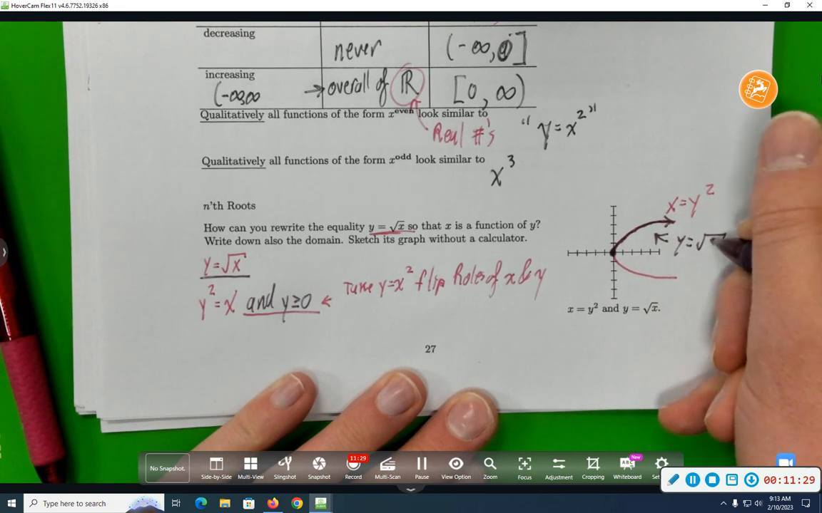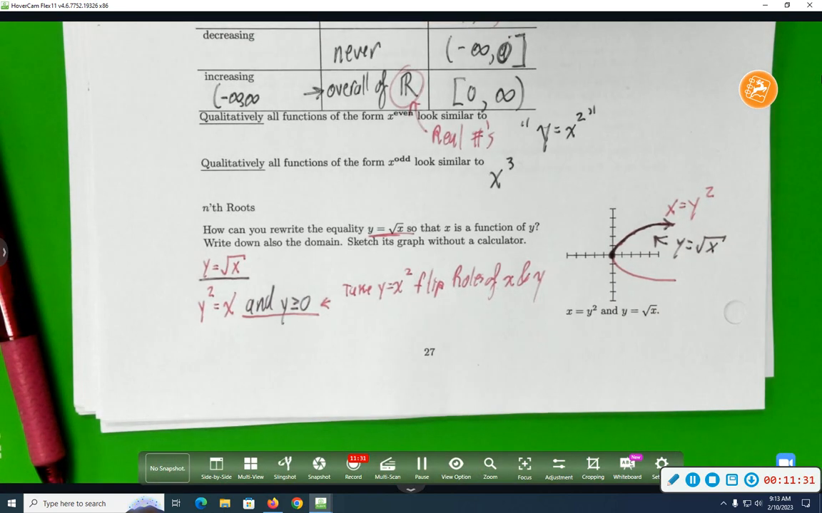There's the graph of y equals the square root of x. And there's even how you come up with it. If you don't want to remember what the graph of the square root of x looks like, you just need to remember what the graph of y equals x squared looks like. And then remember that you only care about the positive portion of it. Feel pretty good? Nice.